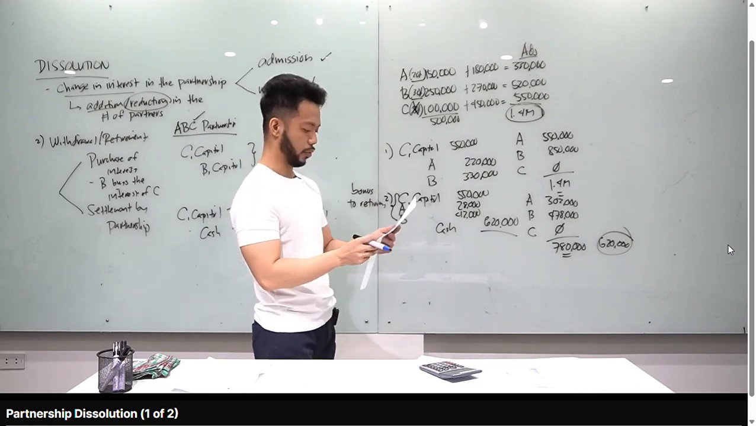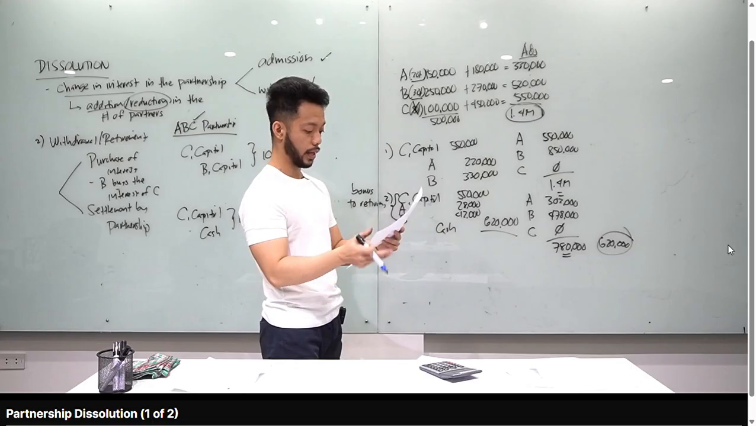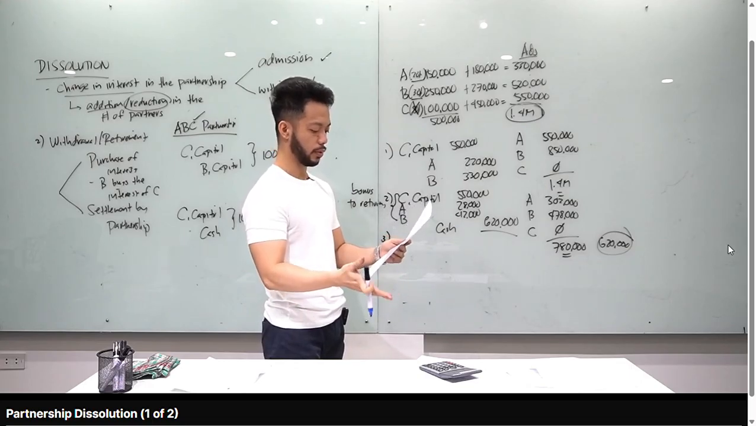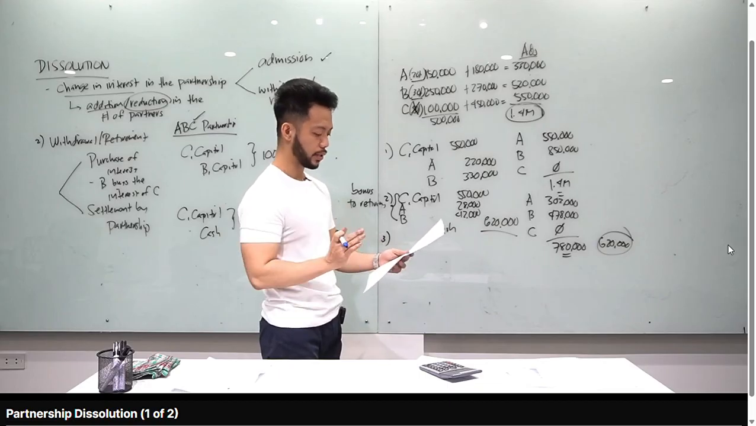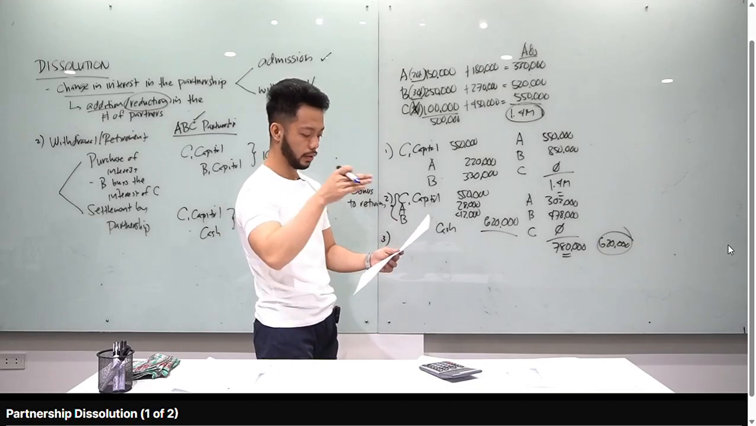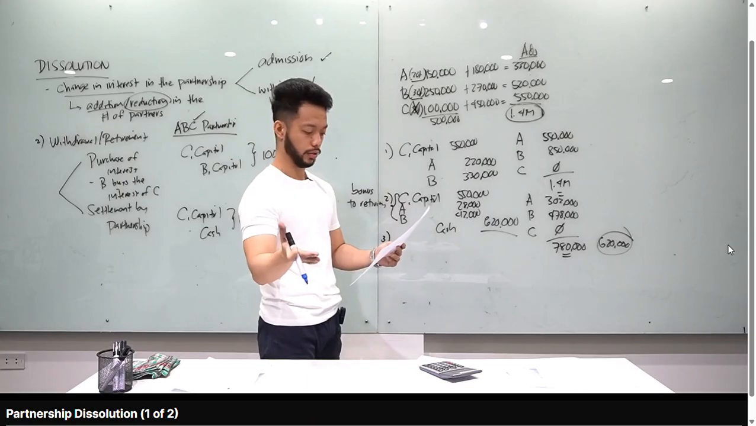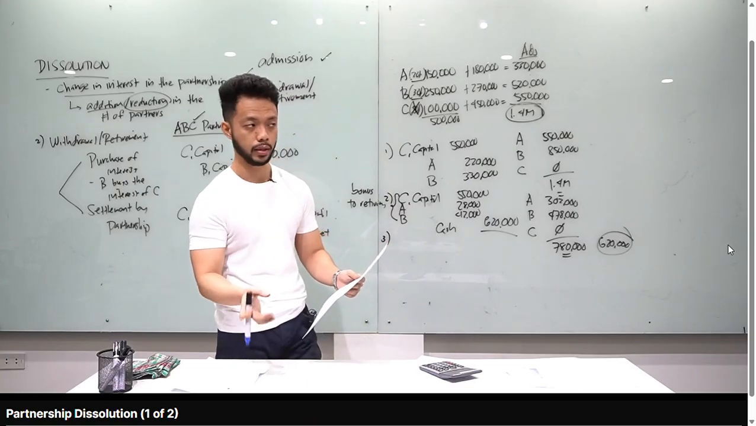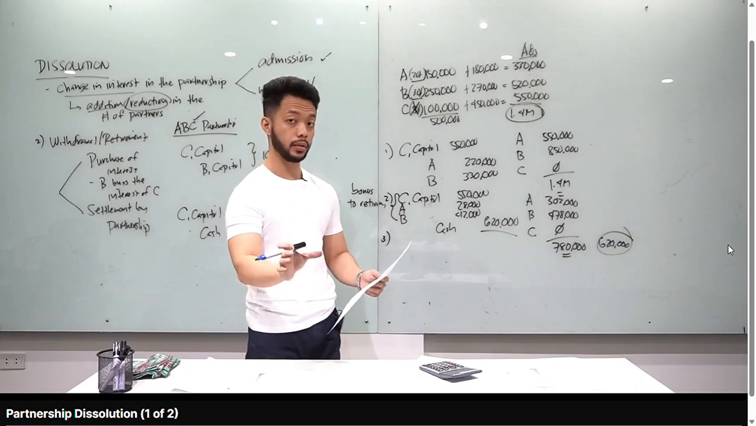C retired on July 1 and received cash of 500 and land with a carrying amount of 100 and fair value of 300 from the partnership as settlement for his interest. Umalis si C, ang binayad sa kanya is a combination of cash and land. Alright? So, ganun siya. Kaya lang may mention dito, class, yung carrying amount is 100 while the fair value is 300.